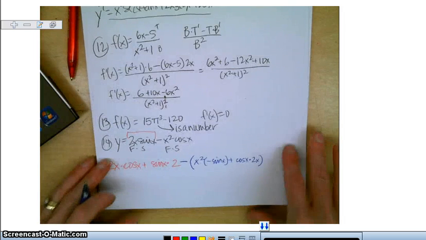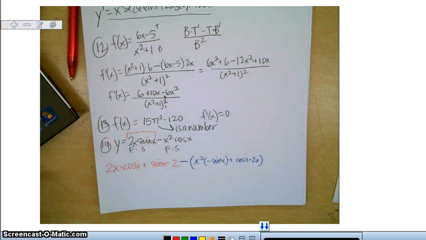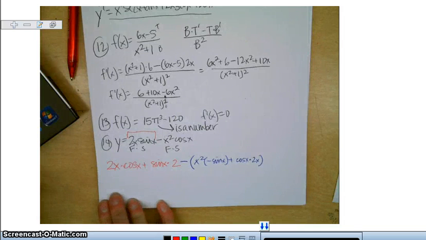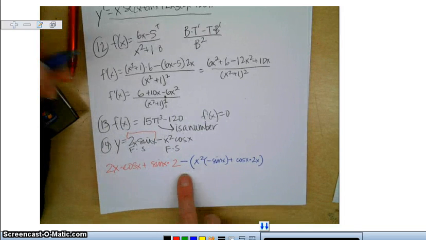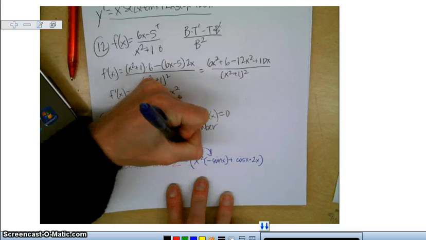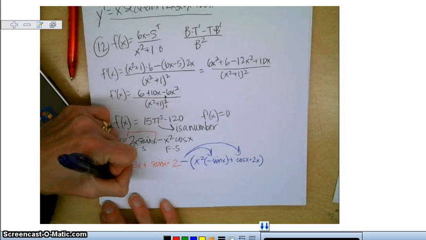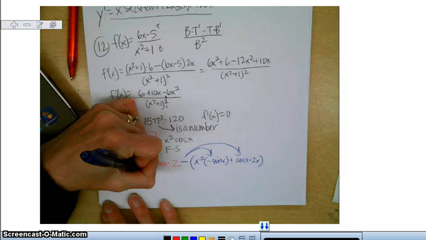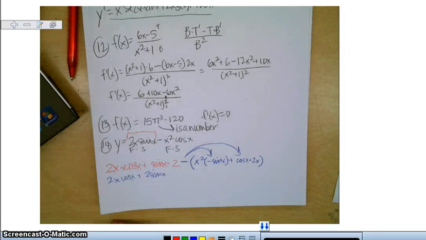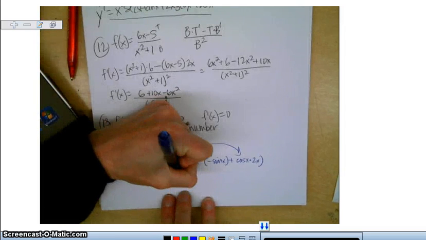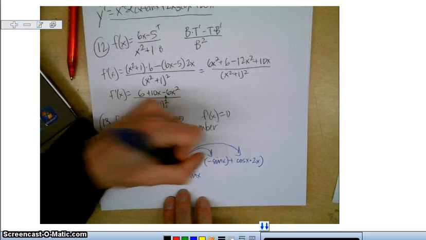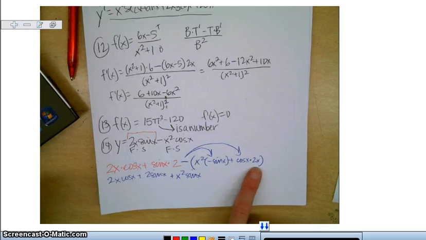Okay, then I'm going to clean this up and combine any like terms if I have any. I guess what I notice, if I distribute this negative, this times that whole thing, this times that whole thing, I'm going to have 2x cosine x plus 2 sine of x. That was from the first two. And then I distribute this negative. That is going to become plus x squared sine of x minus 2x cosine of x.